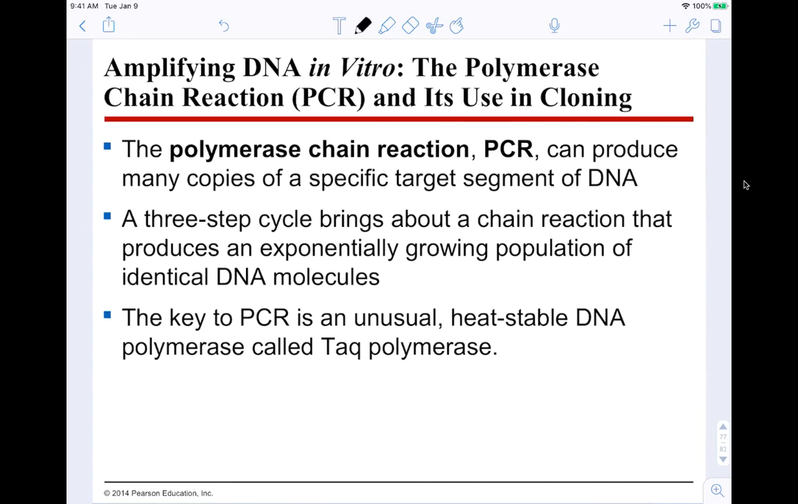So you can do this in vitro. The polymerase chain reaction is used in cloning. Polymerase chain reaction, PCR, can produce many copies of a specific target segment of DNA. There's a three-step cycle that brings about a chain reaction that produces an exponentially growing population of identical DNA molecules. The key to PCR is an unusual heat-stable DNA polymerase called Taq polymerase, T-A-Q, Taq polymerase.